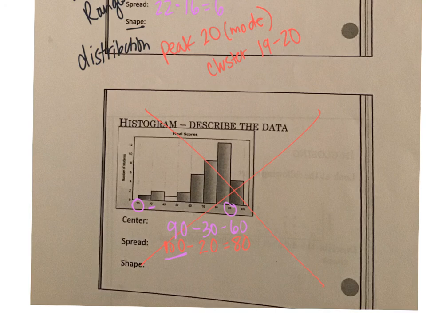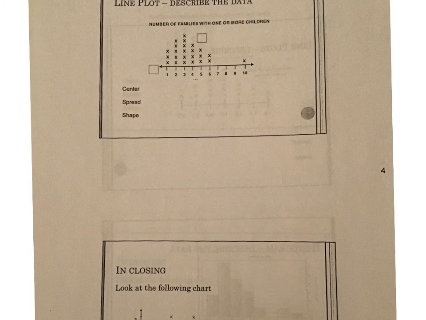Finally, if I flip to the last page, take a minute. Why don't you go ahead and you can ignore the boxes that are on there. I apologize for those. I'm not sure why we got floating boxes in it. But take a minute to go ahead and see if you can find the center or the median, the spread, which is the range, and the shape, which is the distribution.